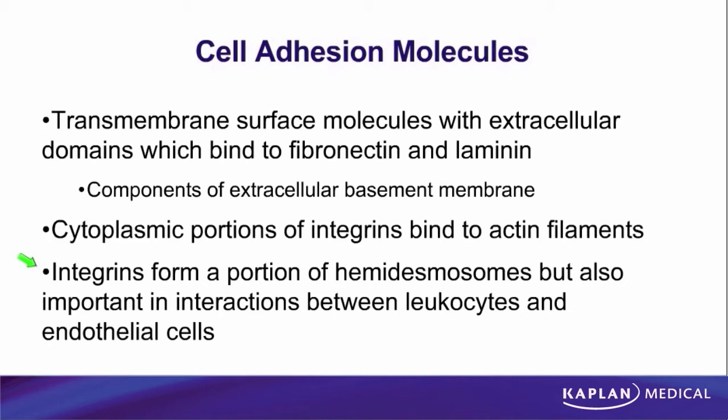And also, we need to think about cell adhesion molecules as being an important component in metastatic disease. Because in order for metastases to occur, a cell that's going to metastasize first has to let go of the surface that it's attached to, migrate someplace else, and then reattach to a new surface. So again, cell adhesion molecules are going to play an important role in metastatic disease.